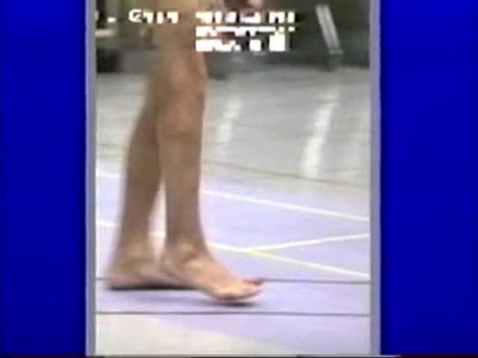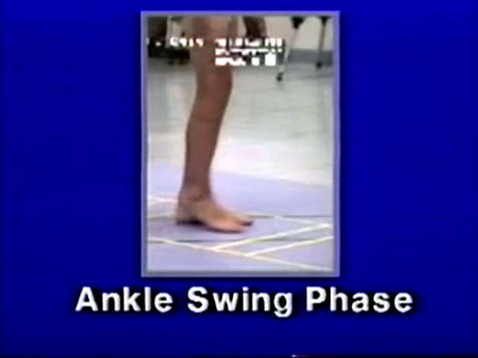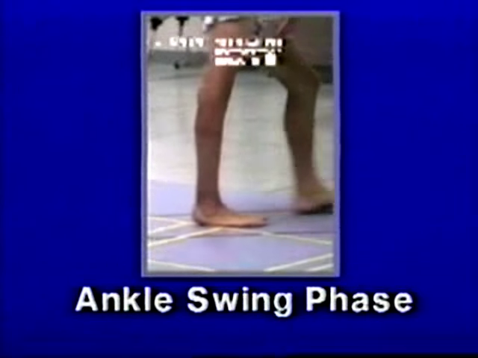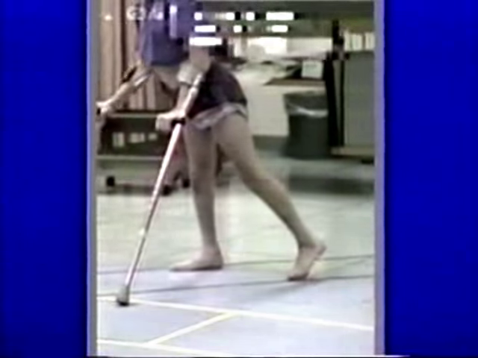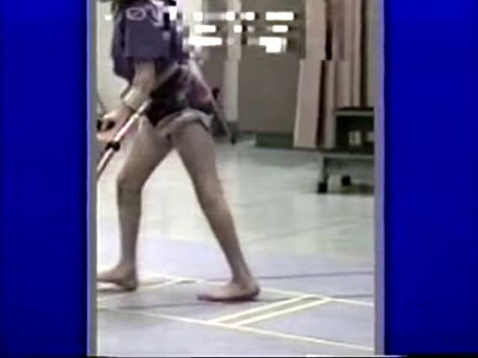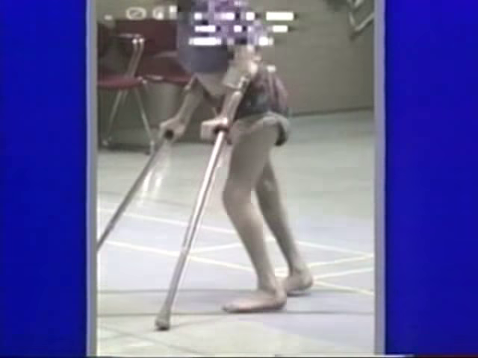Other problems are present in swing phase. These can be seen in the foot, ankle, knee, and hip. The major swing phase deviation at the foot and ankle is excessive plantar flexion caused by relative weakness of the anterior tibialis musculature. The result is foot drop, or toe dragging. Occasionally, toe dragging is caused by inadequate knee flexion during swing phase, which the ankle cannot compensate.